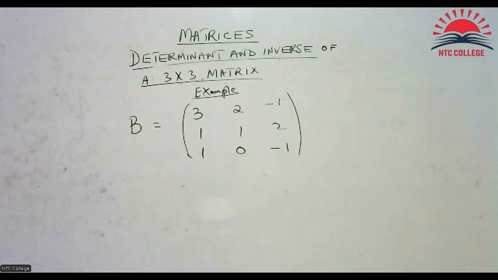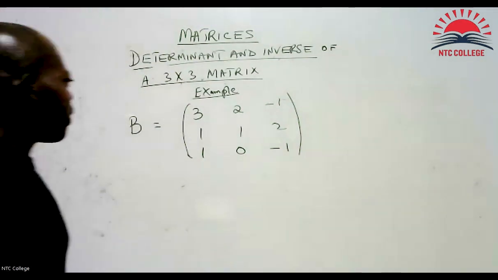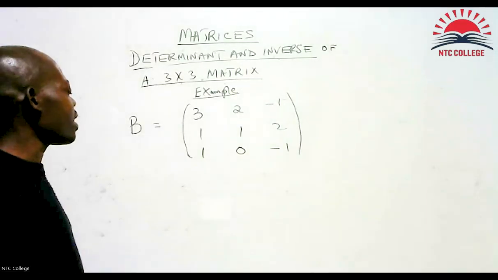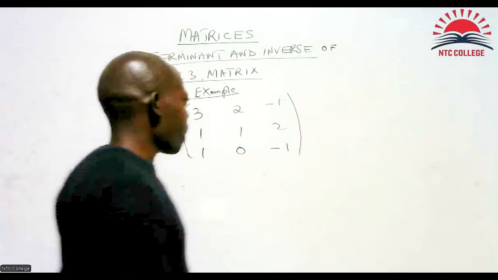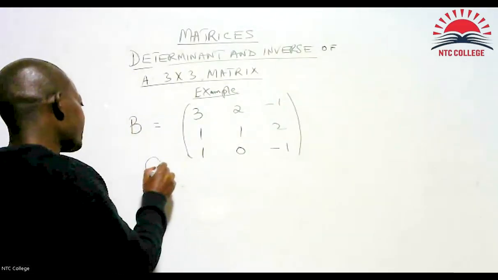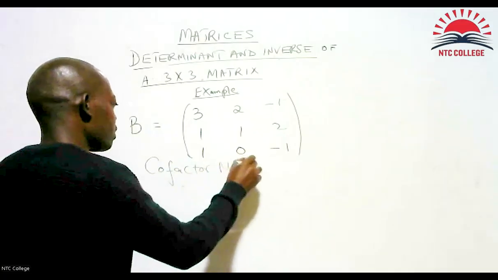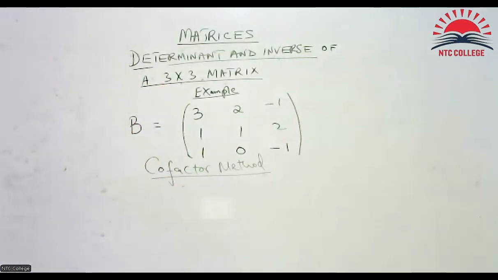Now, I want us to go through the understanding. There are two methods of finding the determinant of a 3x3 matrix. The first method, let me call it the cofactor method. You could also call it the cofactor method, and we'll go through it together.